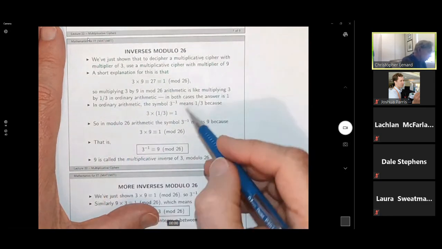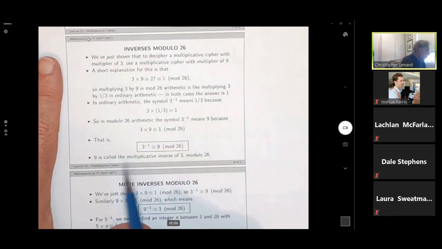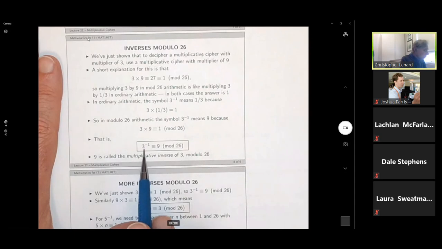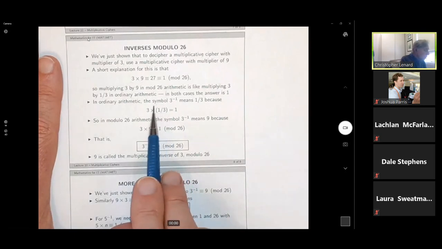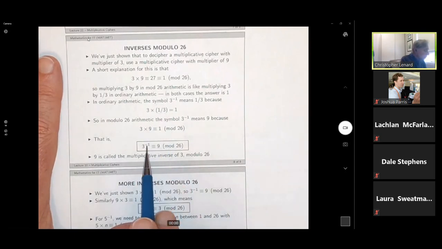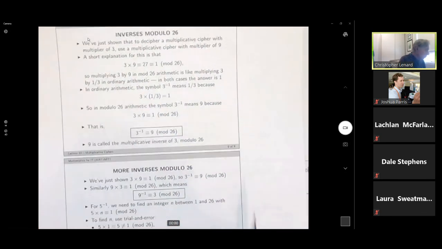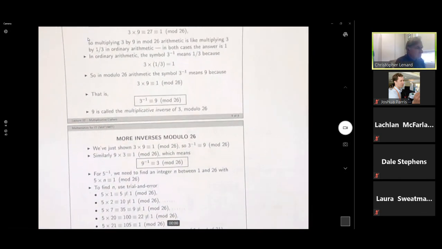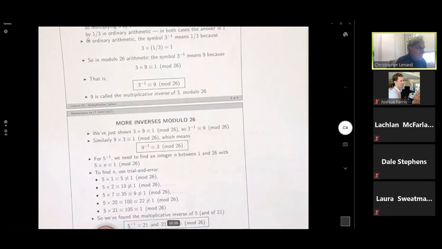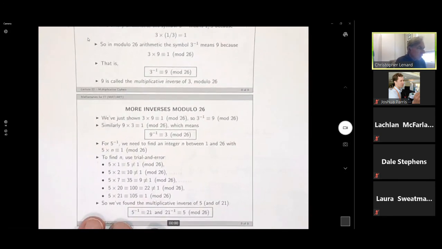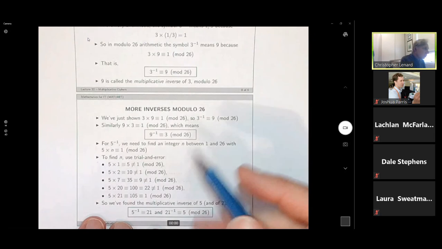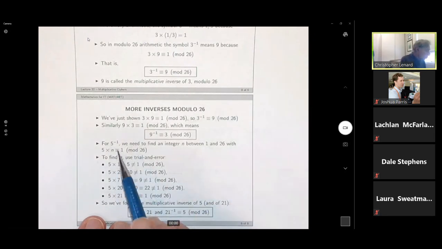in ordinary arithmetic. So instead of 1/3, we don't use this notation, we use this notation. So the multiplicative inverse of 3 is 9. Why? Because 3 times 9 is congruent to 1. Now you ask yourself, well, what are the multiplicative inverses of all the other numbers? So what about the multiplicative inverse of 5?